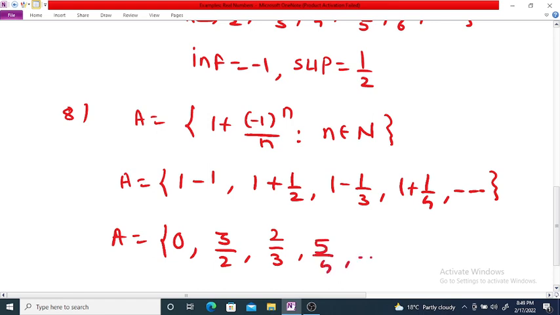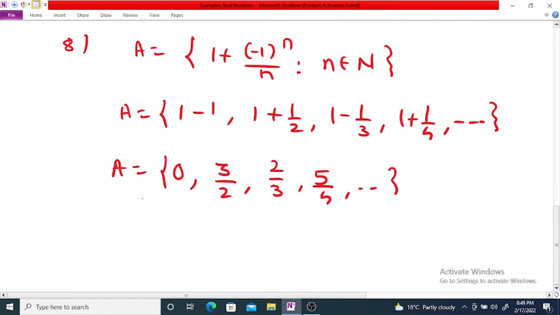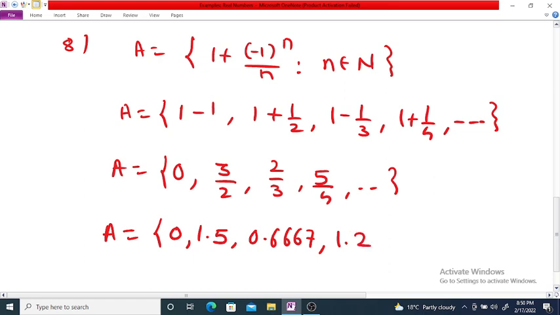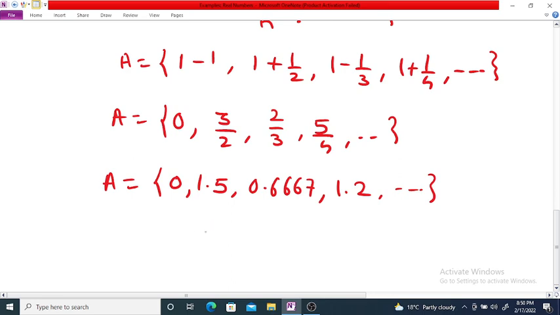So if we write its decimal fractions, we get A is equal to {0, 1.5, then 3/2 maybe 0.667, 5/4 is 1.2, and so on}. So you can see here all these elements are greater than or equal to 0, so the infimum is 0 and the supremum is equal to 1.5, that is, it is equal to 3/2. Supremum is equal to 3/2.